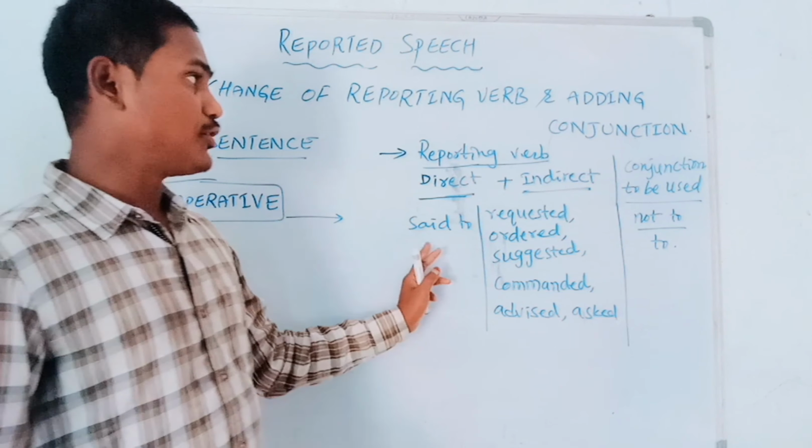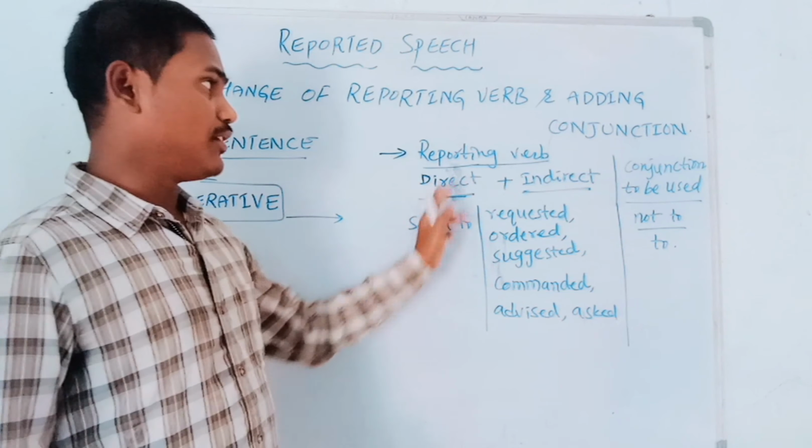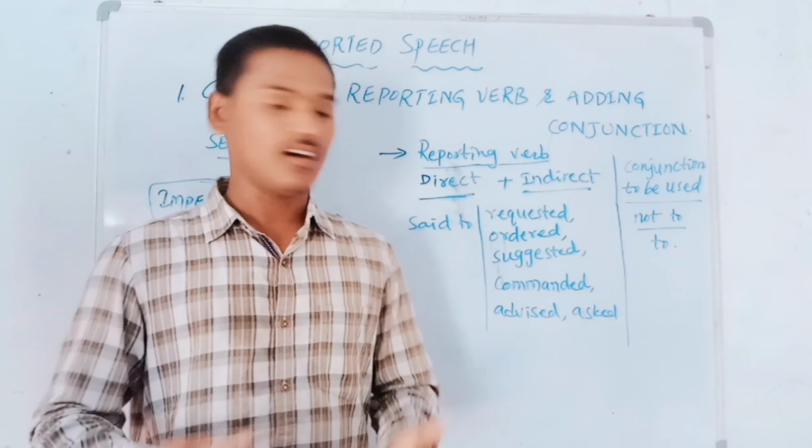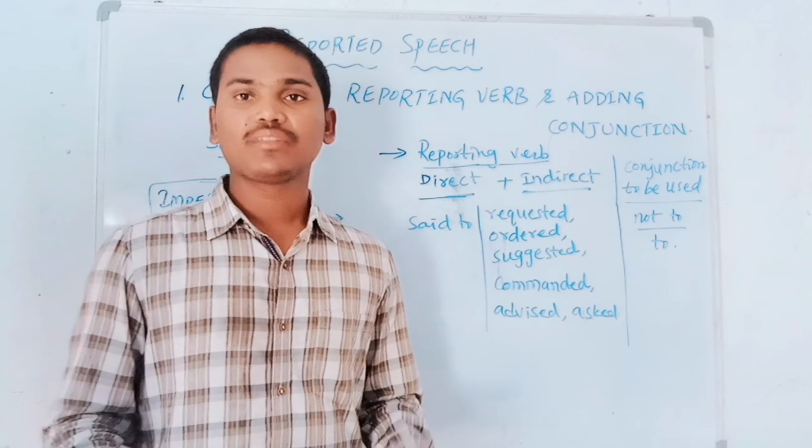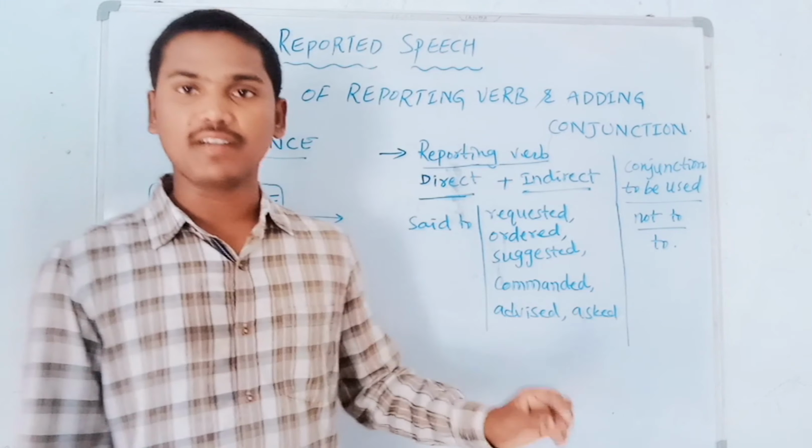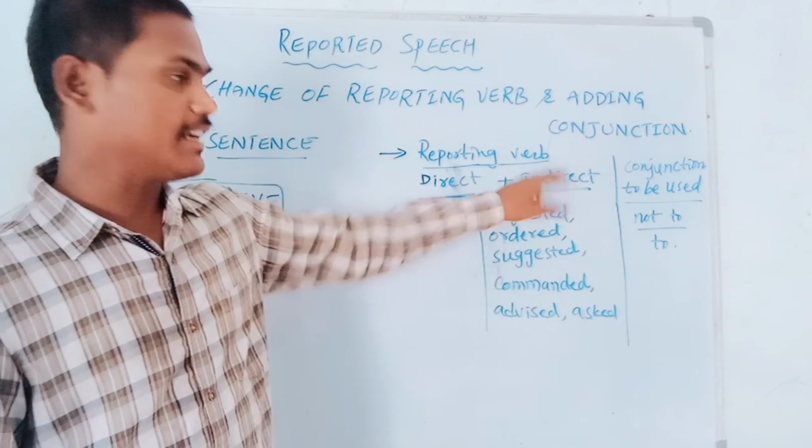If we get said to in the reporting verb, we have to write in indirect speech requested, ordered, suggested, commanded, advised or asked, whatever it may be. So what is the perfect word to write in indirect speech, based on the sentence? Is it commanding, requesting, ordering, suggesting, advising or asking? Based on the sentence, we have to write any one of these words in indirect speech.